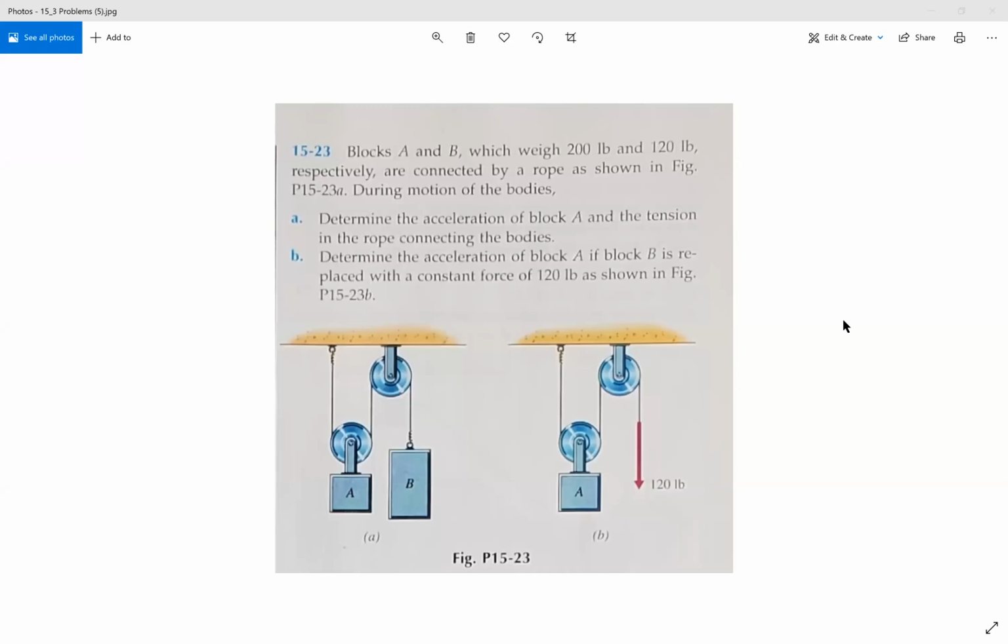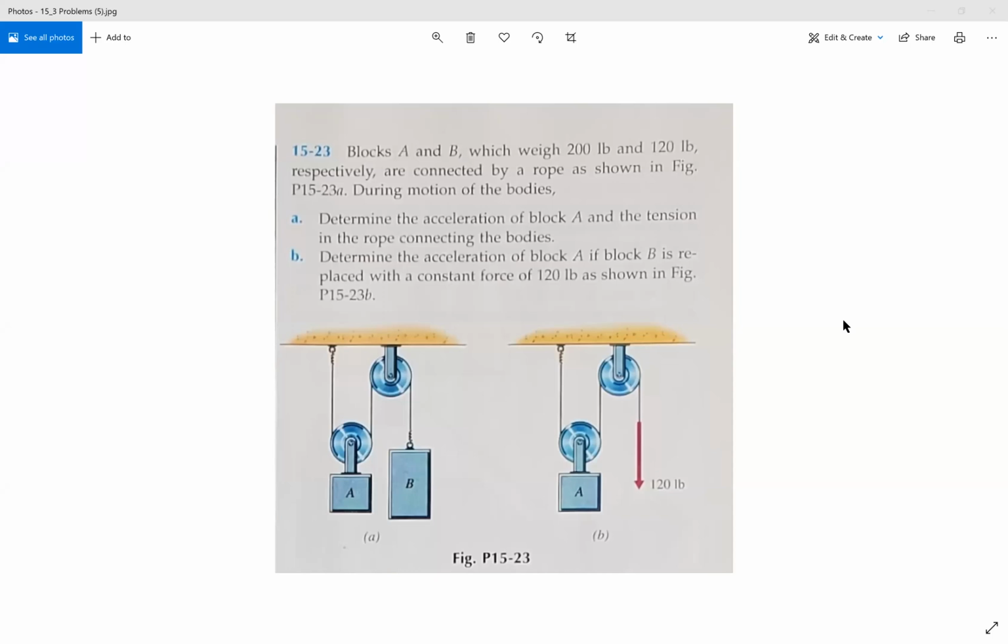This is problem 15-23. Blocks A and B, which weigh 200 pounds and 120 pounds respectively, are connected by a rope as shown in the figure below. During motion of the bodies, A, determine the acceleration of block A and the tension in the rope connecting the bodies, and B, determine the acceleration of block A if block B is replaced with a constant force of 120 pounds as shown in the figure.